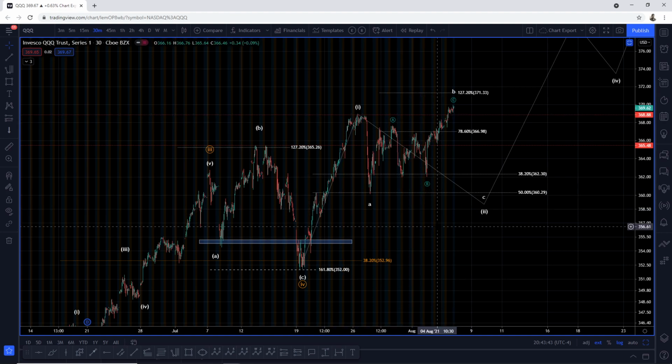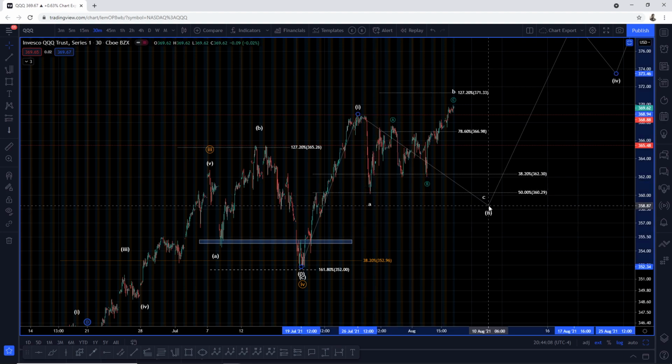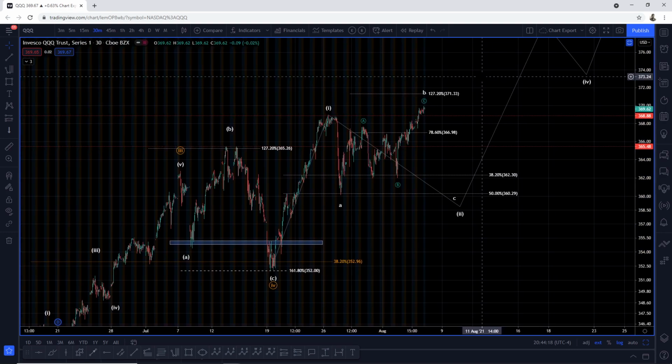Now, this zone here appears to be the C wave of the wave B. This is what we call an expanded flat, for those of you that don't know. An expanded flat normally takes out the previous top, and then once it finds resistance at the 1272, it sells off and takes out the previous low of the wave A, thus forming a floor and trapping the bears and the bulls alike, on the upside and on the downside, before it goes higher. So it's a really tricky correction to track and to trade.